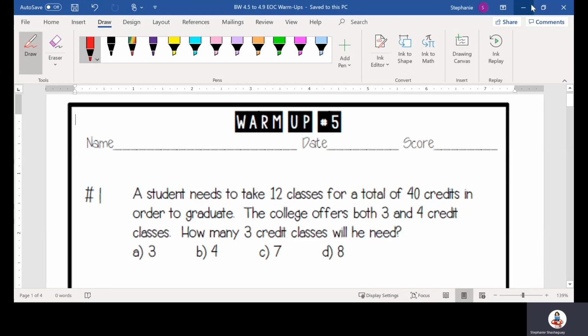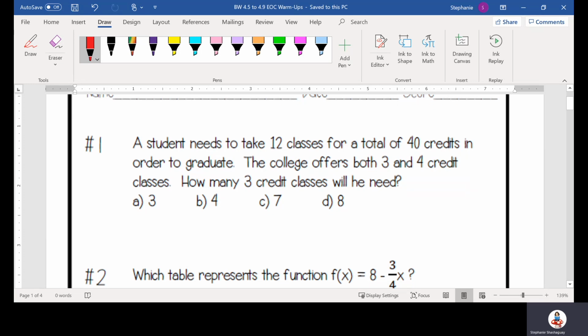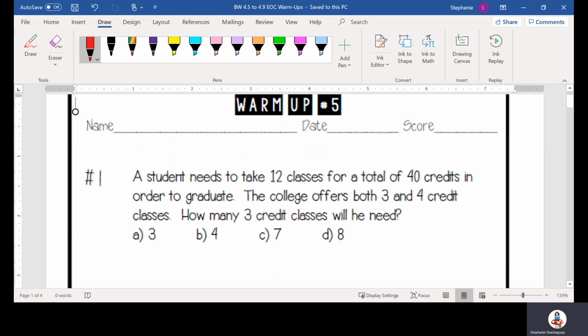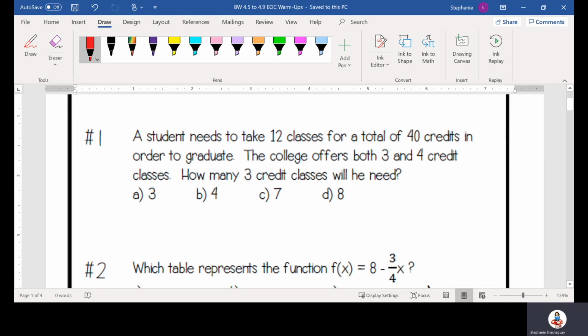All right, we're going to go over the warm-ups today, number 5 and 6 both, just because with the FSA writing test, we're going to kind of start running out of time to get everything done. So let's go ahead and get started. In warm-up number 5, question number 1 is talking about systems of equations.